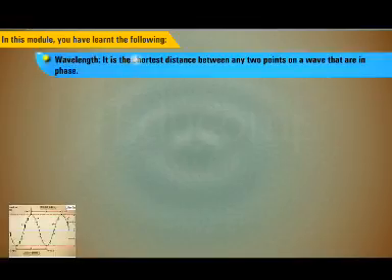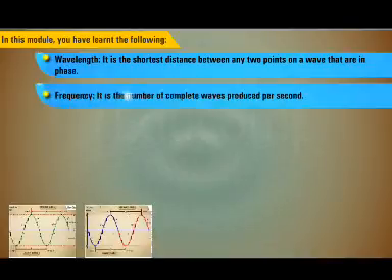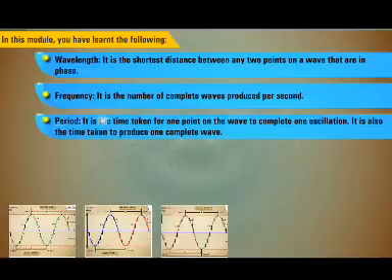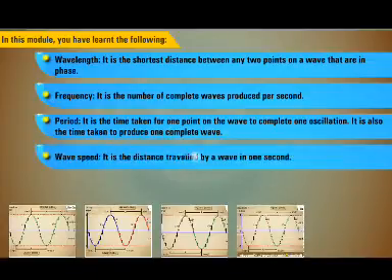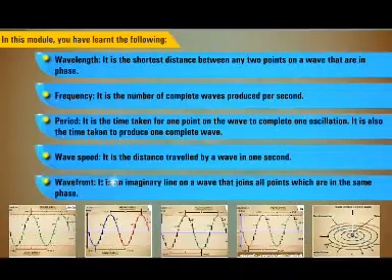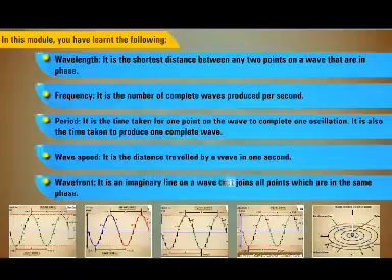Wavelength. It is the shortest distance between any 2 points on a wave that are in phase. Frequency is the number of complete waves produced per second. Period. It's the time taken for 1 point on the wave to complete 1 oscillation. It is also the time taken to produce 1 complete wave. Wave speed. It is the distance traveled by a wave in 1 second. Wavefront. It is an imaginary line on a wave that joins all points which are in the same phase.